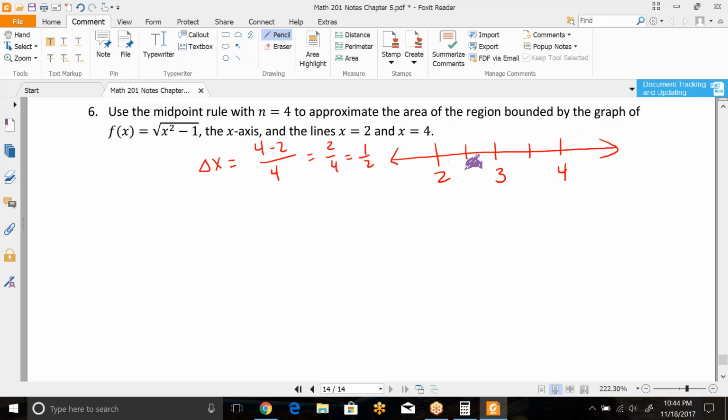This would be 5/2, and this would be 7/2 because that's 2.5 and 3.5. Again, just add those together and cut it in half to get that, but that's not our midpoints yet. So our midpoints, remember, are halfway between all of our subinterval lengths. So this would be, if we add it together, it's 7, and then we double the bottom since we're dividing by 2, so that's 7/4.